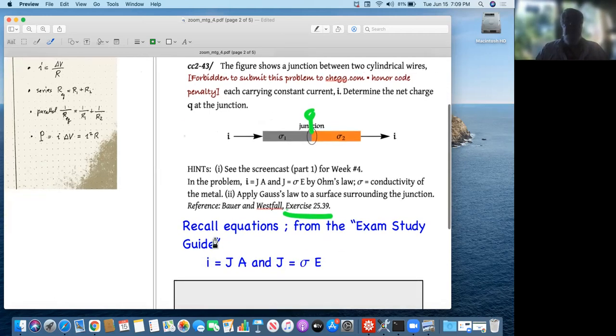So it already says use these two equations. And these are the two equations that you would have on your equation sheet for the exam. I is J times A, and J is sigma times E.